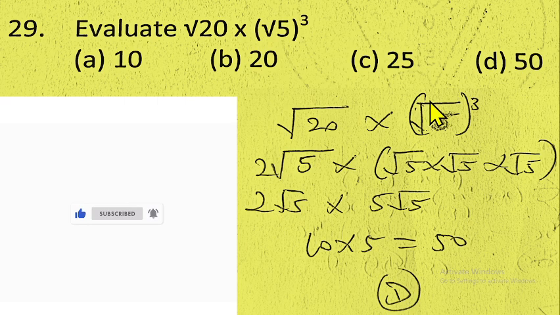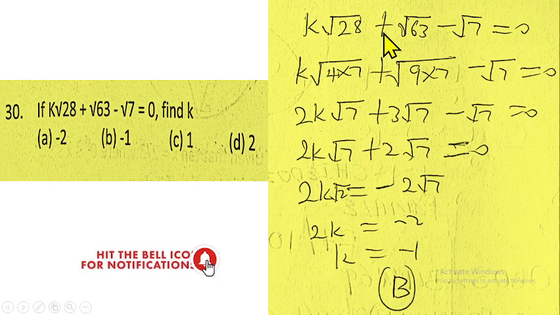Question number 30 also is on surds. We have k root 28 plus root 63 minus root 7 equals 0. We can simplify root 28 further.